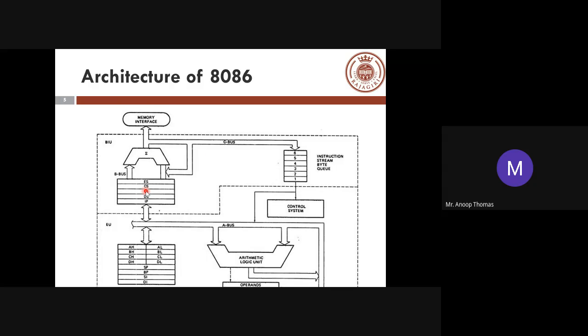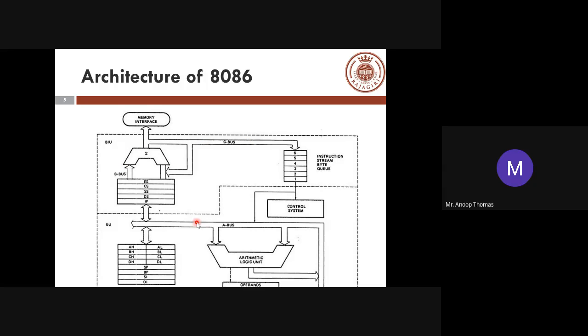It takes inputs from the different segment registers, which have the addresses of the starting of these segments. Along with that, it adds your offset addresses, and the value to be loaded into the instruction queue is generated. So you have an addition which is used to calculate the physical address from the segment addresses which are available.